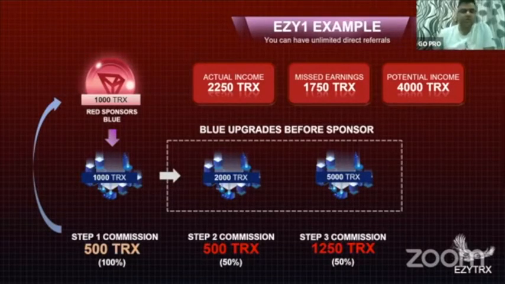Because remember, this is not about just Mr. Blue. It actually is applicable to all the directs that you're going to bring in. If there's 10 different people who do the same thing, you actually lost like 17,500 Tron, which is a lot of income that you would have missed. Wherein you should have just upgraded by 2,000 and 5,000, which is 7,000, you would have made a lot more.